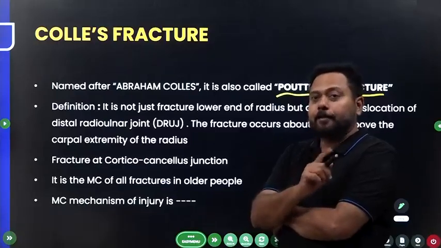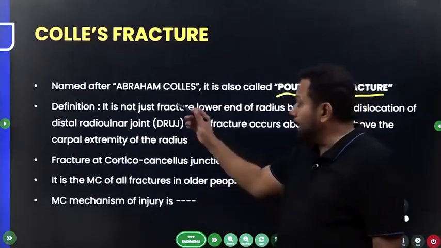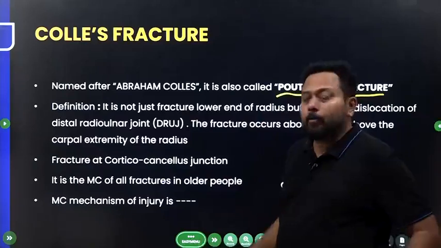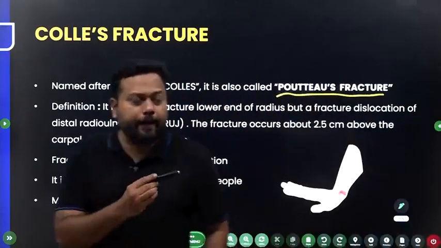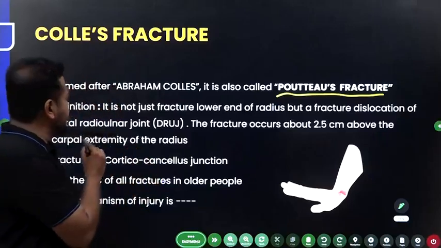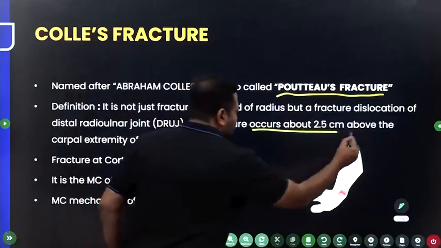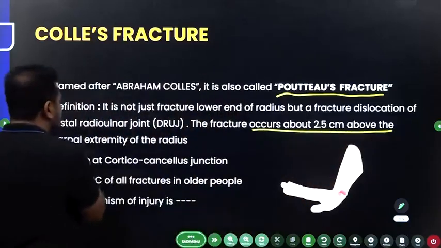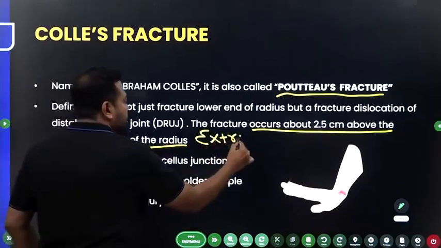To this extent they are asking, that's why I am always typing the full name. I don't know what question they will ask. Abraham Colles, so it's called Colles fracture. It is not just a fracture of the lower end of the radius, but a fracture dislocation of the distal radioulnar joint. The fracture occurs 2.5 centimeters above the carpal extremity, so it is extra-articular.